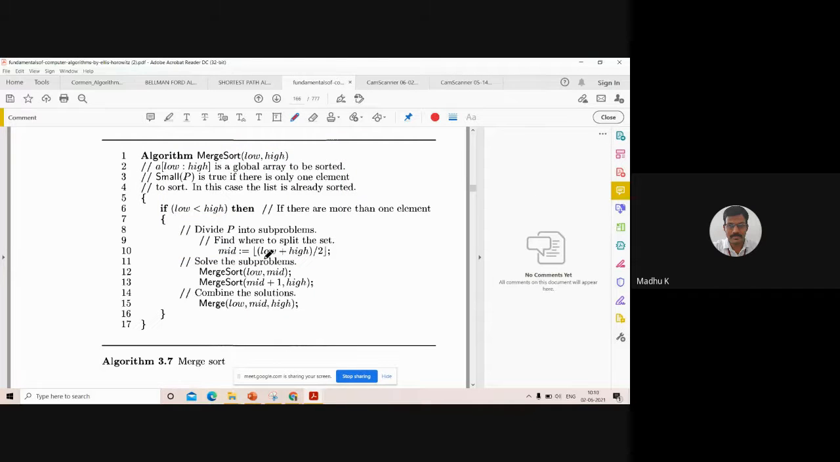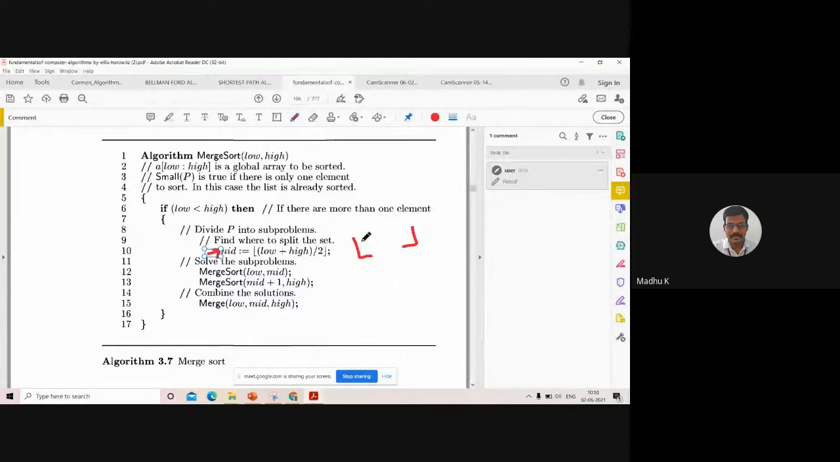Here we will calculate the mid value. What is floor? Suppose you got 2.5. Floor of 2.5 is 2. So if the value you got is 2.5, then if you apply floor, it will be 2. So that's why floor is mentioned here.